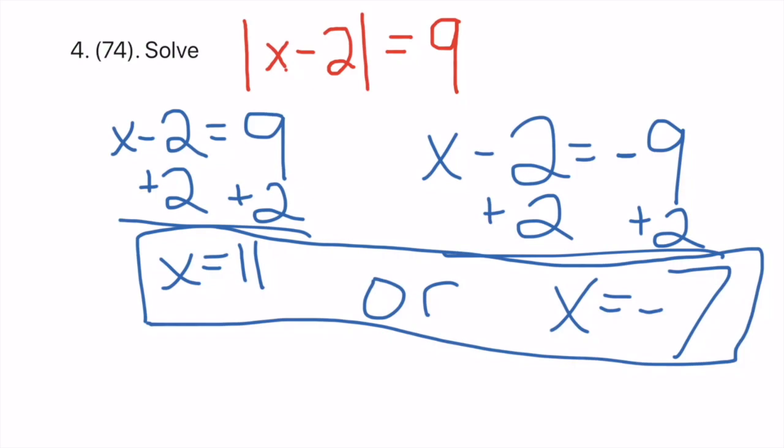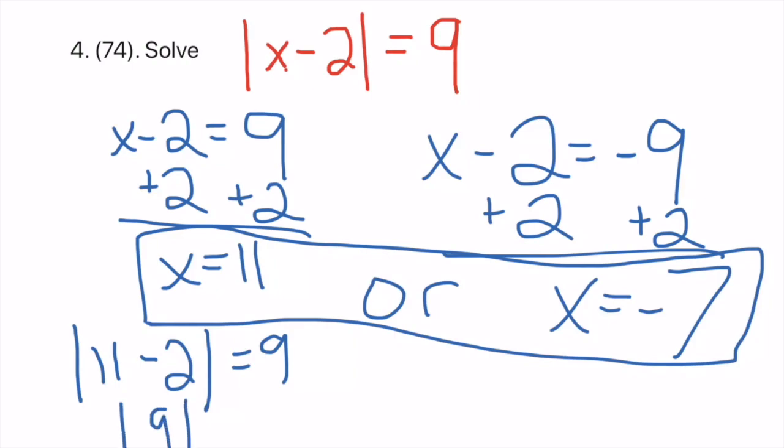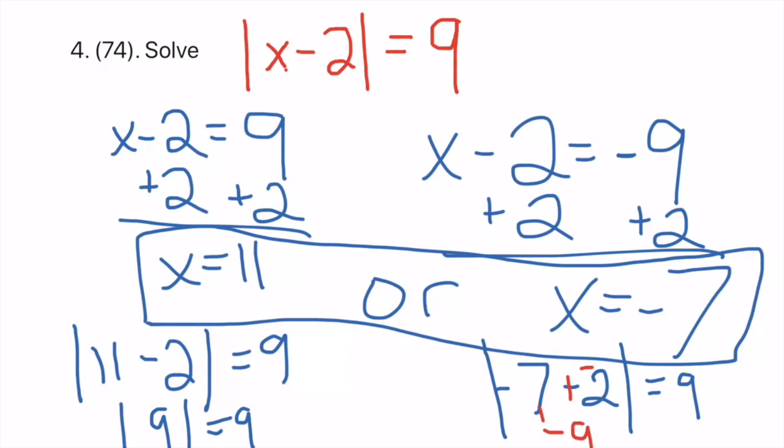For example, if I plug 11 back in, I would have the absolute value of 11 minus 2 equals 9. 11 minus 2 is 9. The absolute value of 9 is 9. Over here, if I plugged in -7 minus 2 equals 9. And if I add a line, change the sign, that becomes -9. And the absolute value of -9 is a +9. So I know I got the right answer there.